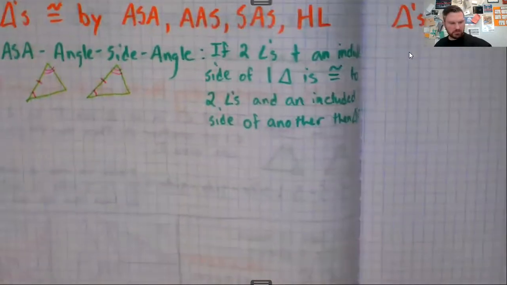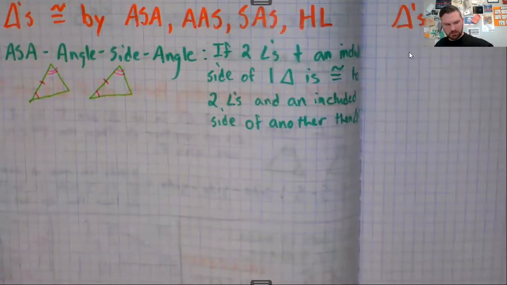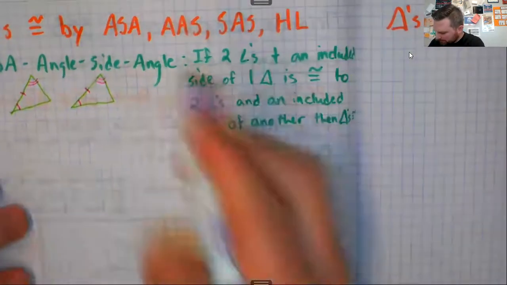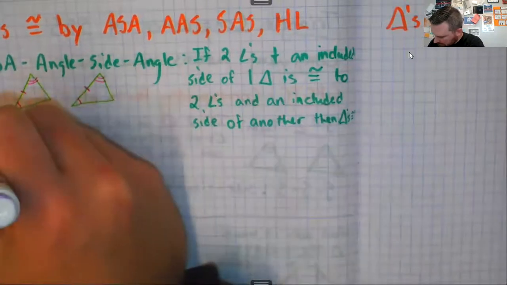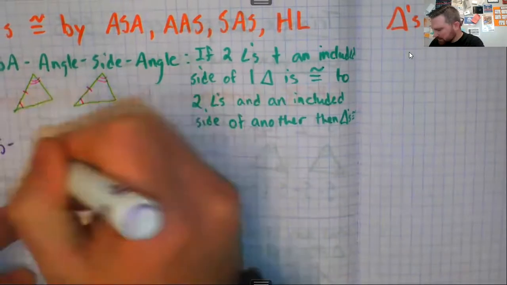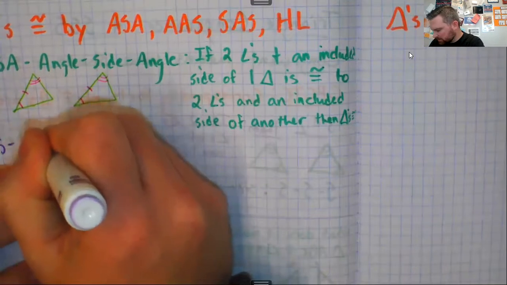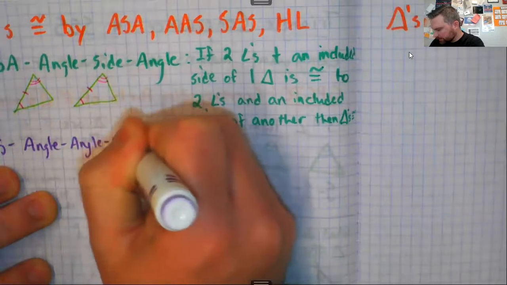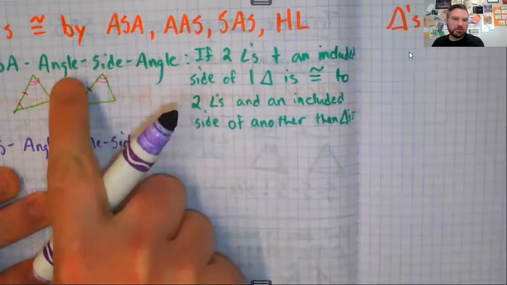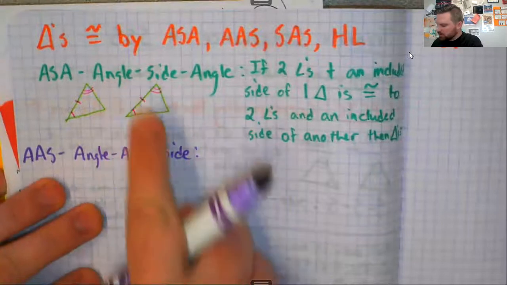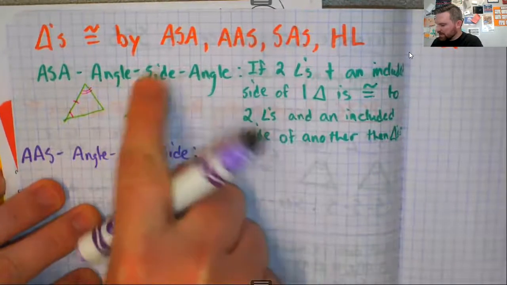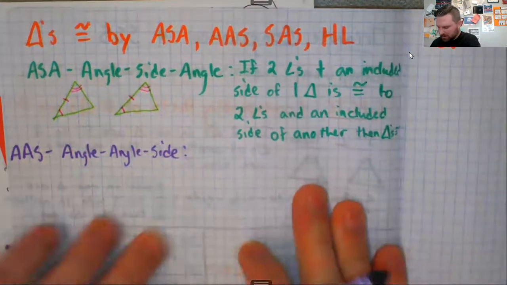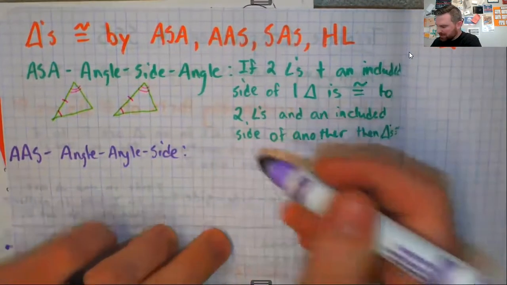All right, the next one that we're going to look at here is AAS. AAS stands for angle, angle, side. So it's very similar to the ASA, but you notice up here, the side is in between the two angles. Here, the side is on the outside of the two angles. So we'd call that the excluded side.